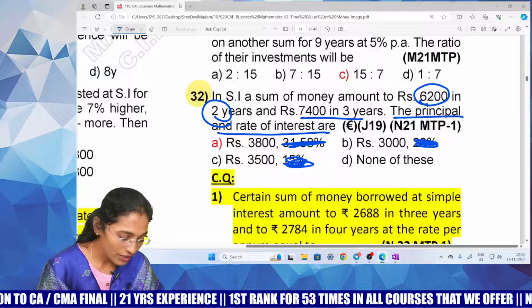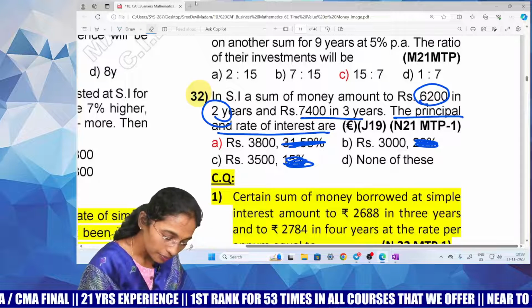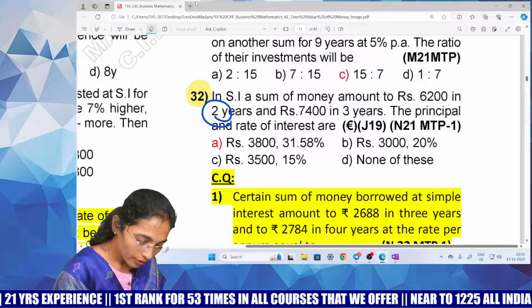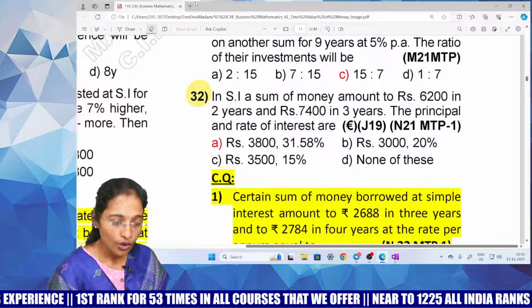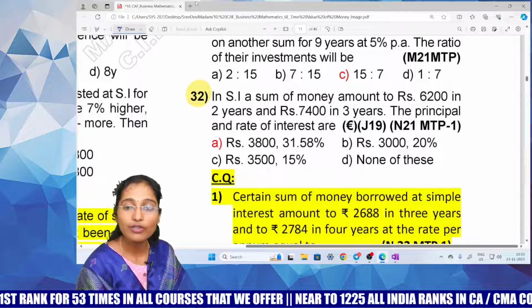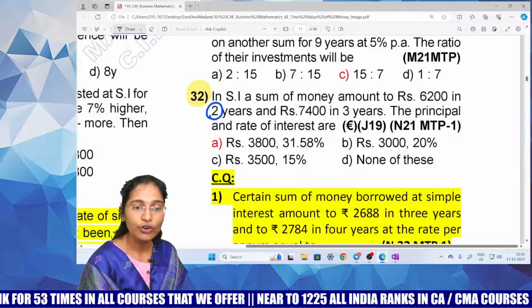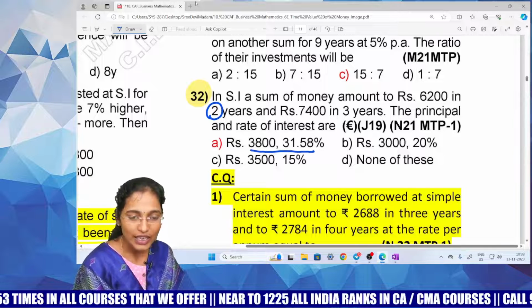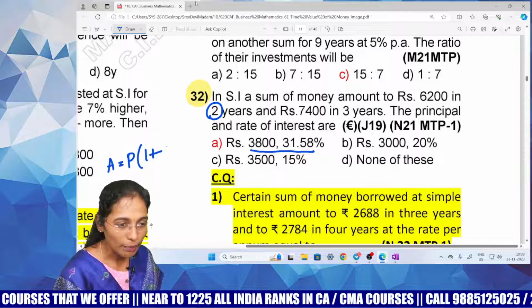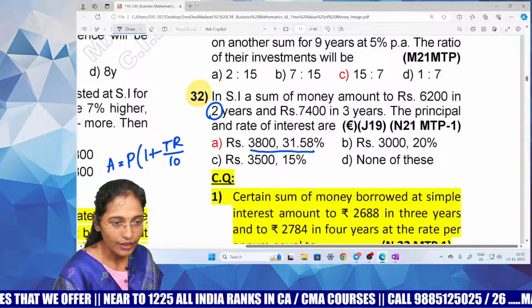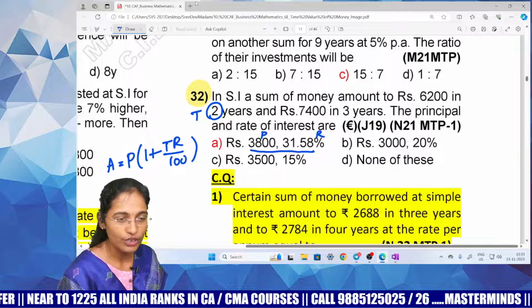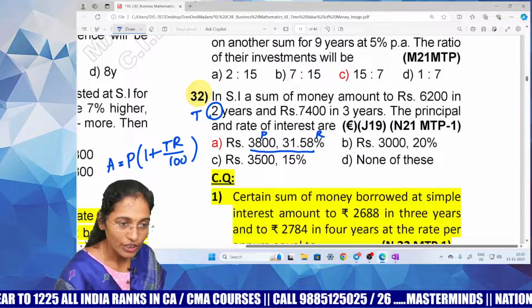Now, let me tell you the process of option verification first. And then I'll teach you the method of solution also in the shortest way. So, in simple interest, a sum of money amounts to 6,200 in how many years? 2 years. So, let me take option A as the correct answer. Tell me the formula for amount. A equals P of 1 plus TR by 100. This is your principal. This is your rate of interest. And the time duration is 2 years.